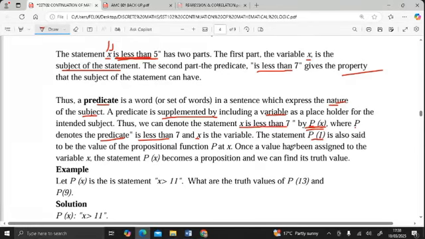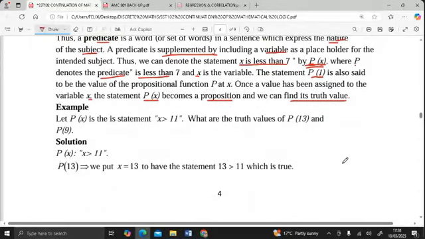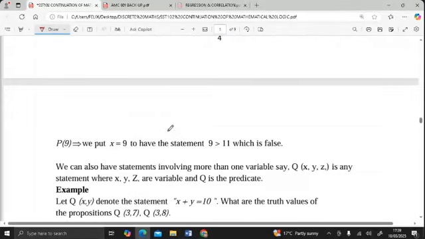When we have the value of x, then that propositional function changes from a propositional function to, in fact, a proposition whose truth value can be determined. You see, this one is a propositional function. It is not a proposition. But if we have a certain value of x, then it becomes a proposition. And that is exactly what we have here: once a value has been assigned to the variable x, P of x becomes a proposition, and therefore you can find its truth value.